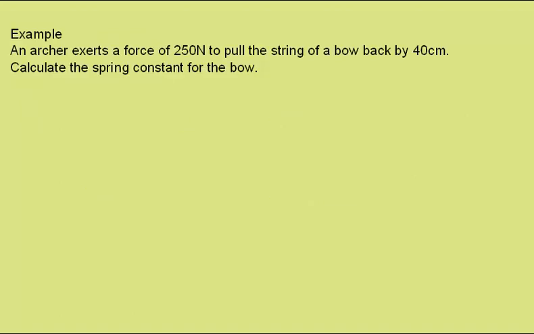Here's a simple example. An archer exerts a force of 250 newtons to pull the string of a bow back by 40 centimetres. Calculate the spring constant for the bow. Well, spring constant is force divided by extension, which in this case is 250 newtons over 0.40 metres. This comes out at 625 newtons per metre.